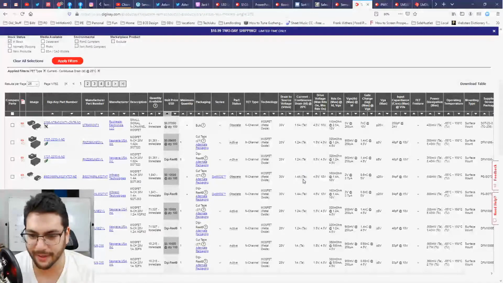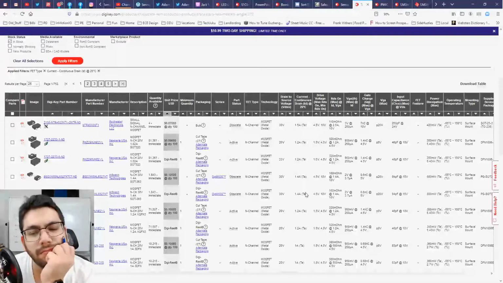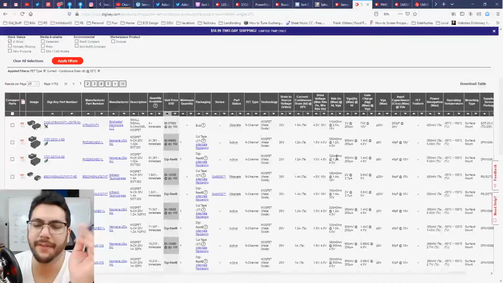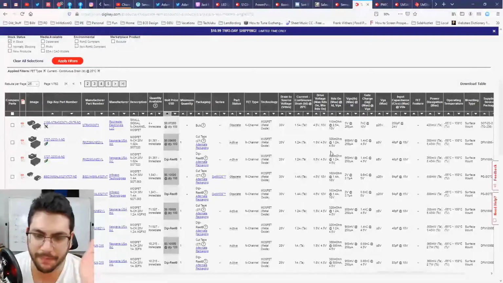1.4 amps, so I've got a little bit of headroom. Max drive voltage, 4.5 or 10 volts. Why am I getting... Oh, max RDS on, min RDS on. Okay. 4.5, that could be a problem. None of these got above 3.8, though, so I should be okay.